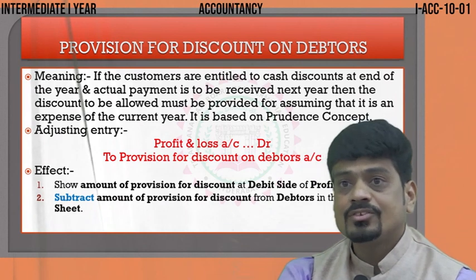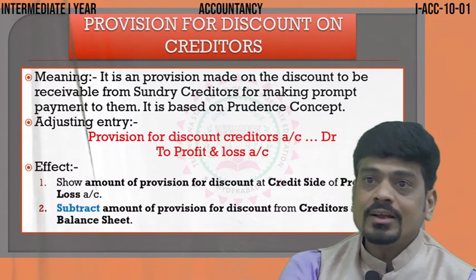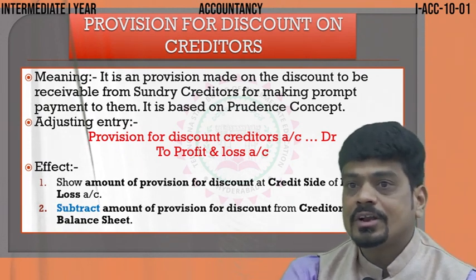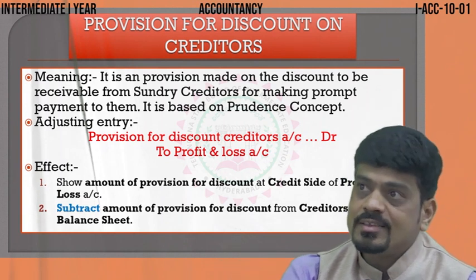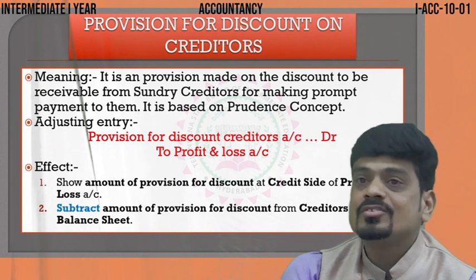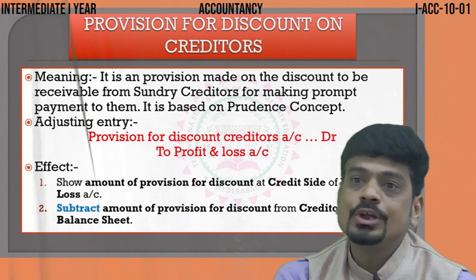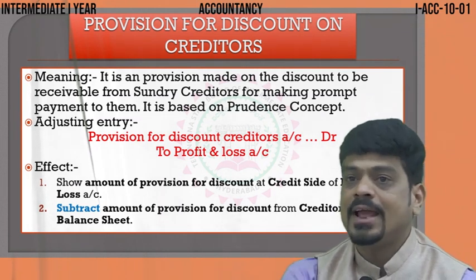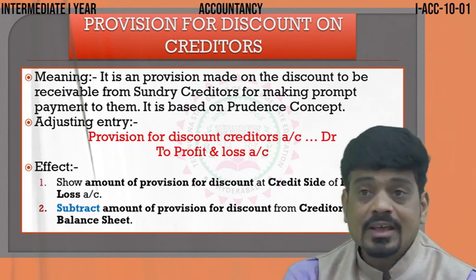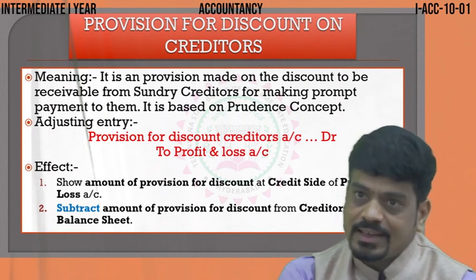Then comes the next one, provision for discount on creditors. What will we do with the provision for discount on creditors? The entry, you can see: provision for discount account debit to profit and loss account. So it's a sort of income. We are expecting it to be an income. So first we show it on the credit side of profit and loss account, and we subtract it from creditors. Where will creditors be? They will be in the balance sheet on the liabilities side.